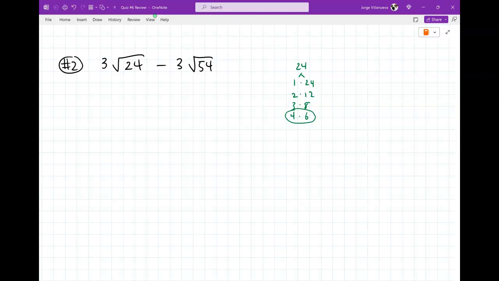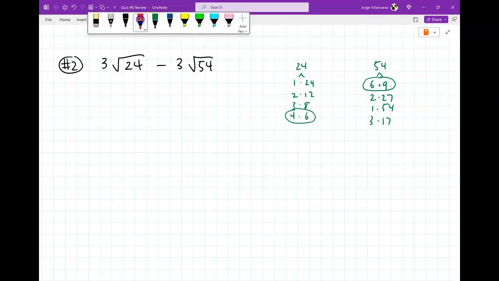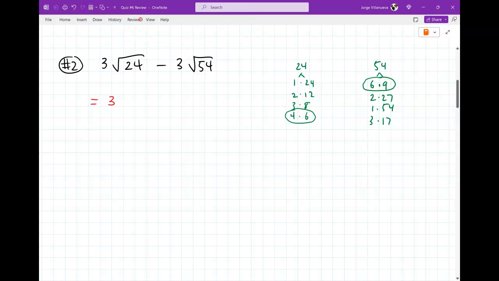What about 54? 6 times 9, that's a good one right there. We can do 2 times 27, 1 times 54. I know there's a 3 in there. What is it? 3 times 18, I think it is. But 6 and 9, those are really good because 9 has a square root. So let me put that in here. So it's 3 square root of 4 times 6 minus 3 square root of 9 times 6.